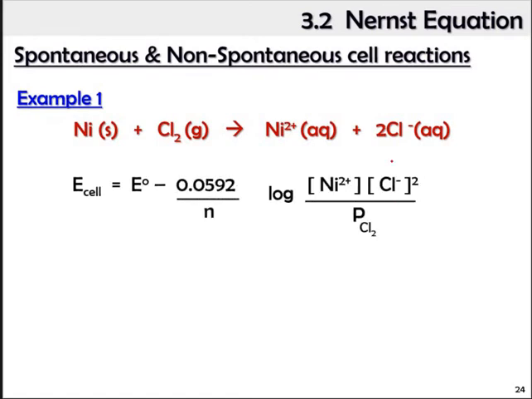Okay, masukkan nilai. So, for the product, we have aqueous. Dua-dua aqueous, so masukkan, darabkan. For Cl minus, dia ada 2 di hadapan, so kena letak power of 2. And then here we have gas. Kita ada chlorine gas, so letak pressure Cl2. Untuk solid tak perlu.